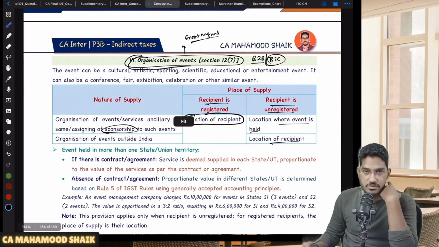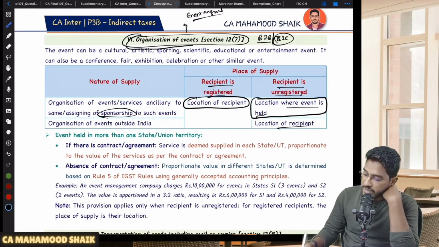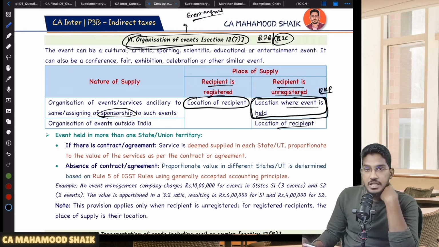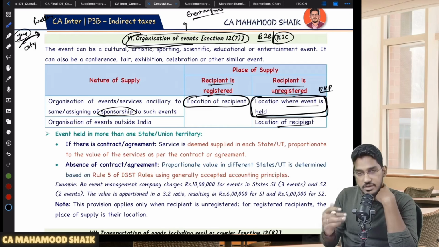Why? Because it is always the location of the recipient. Now, if you come to this case, let us say, sir, I am providing service to an unregistered person and that event is happening in India. But what if the event is happening at multiple places? If I am providing services to a recipient who is an unregistered person and I am supposed to provide event organizing, let us say wedding services, a wedding event I am organizing. Now, as a part of that wedding, two events have to happen. One event has to happen at Jaipur, another event has to happen at, let us say, Ooty. One event is required to happen at Jaipur and another event will happen at Ooty.